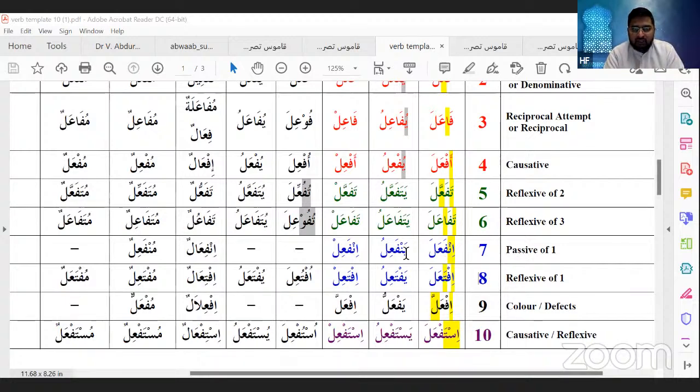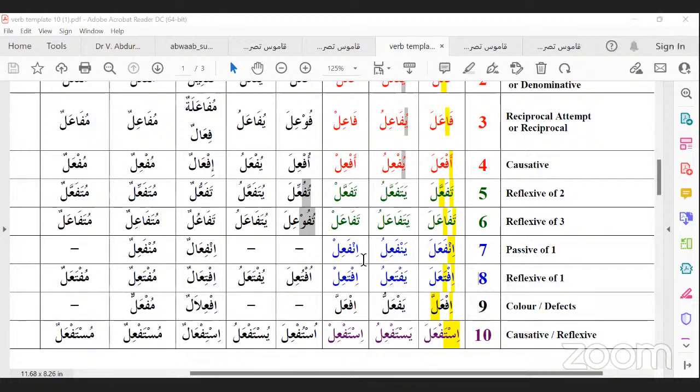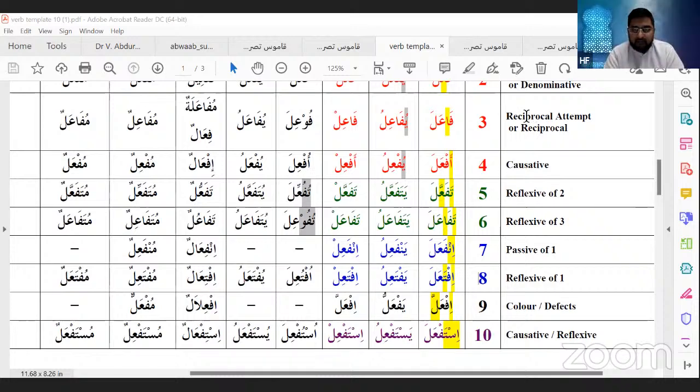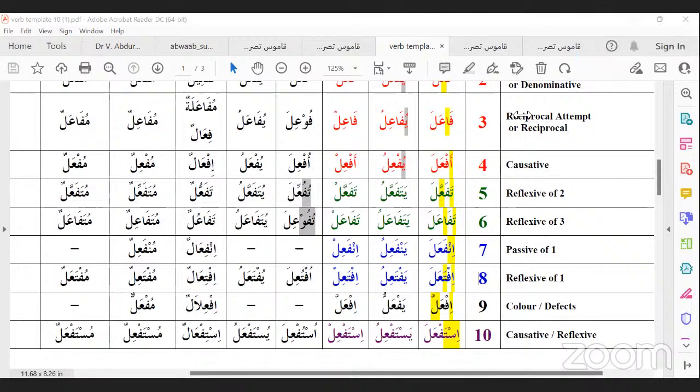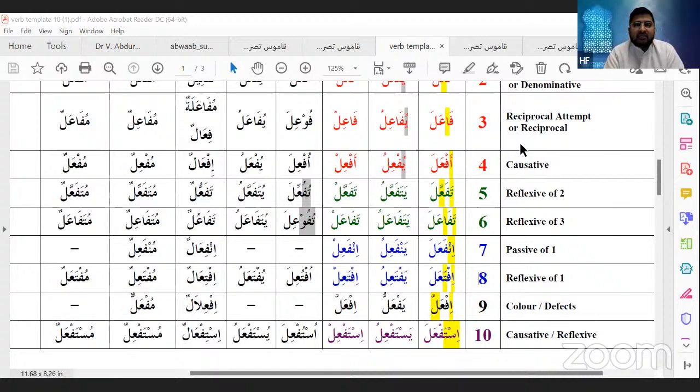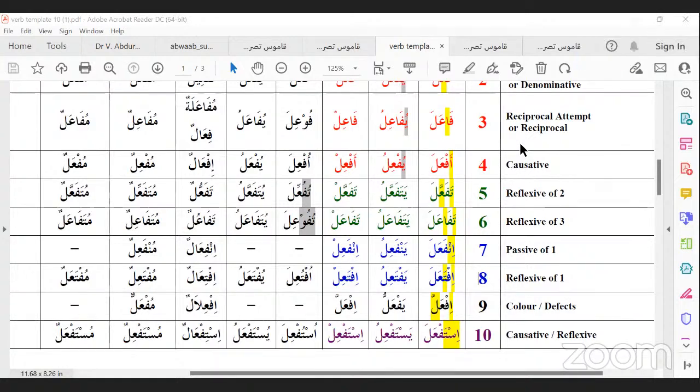Now, as you're on the mic, I want you to do the imperative of inkasara, yankasir. What will be the imperative? Inkasir. Inkasir, correct. Inkasira, inkasiru, inkasiri, inkasira, inkasirna. Inkasirna, excellent.